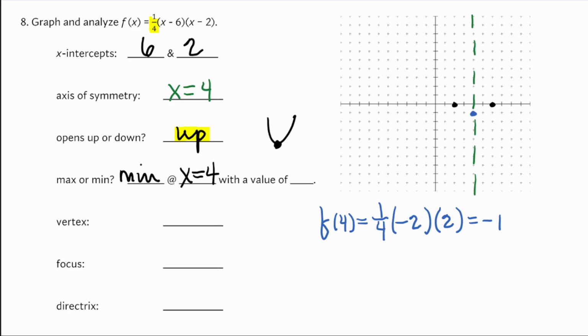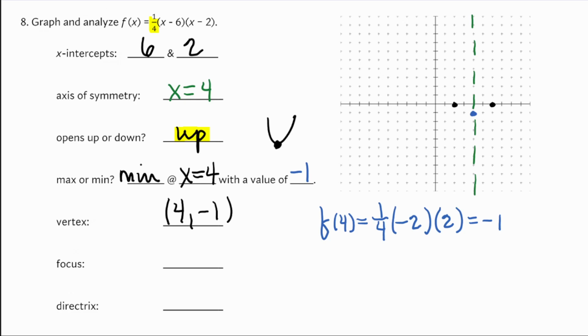And, alright, I guess that's... Hold on, let me think about this. Oh no, that does make sense. Okay, so the minimum value is negative 1. Okay, the vertex, we just found it. That's 4 and negative 1. Okay, and then the focus and directrix stuff, maybe I'll find after I go ahead and sketch this.